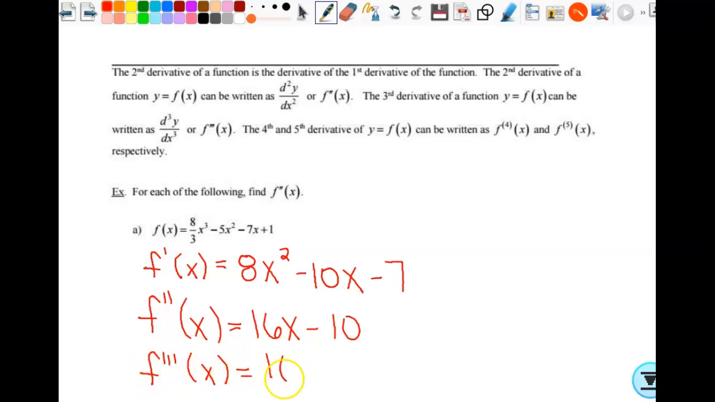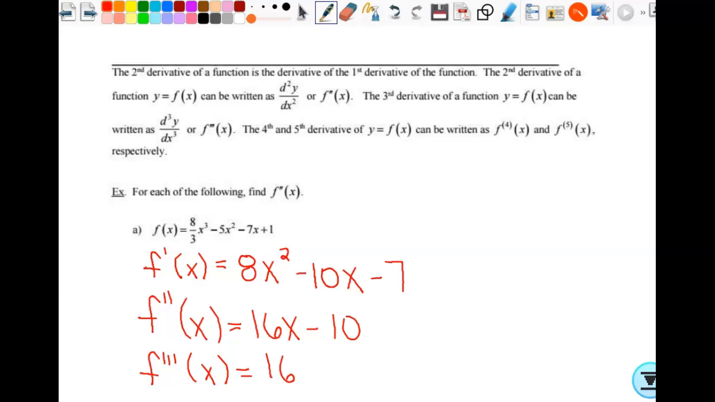Just for fun, what's the fourth derivative? What's the 100th derivative? There you go. Yep. Because once it's 0, every derivative beyond that is also 0, right? Because 0 is a constant, its derivative is a constant.